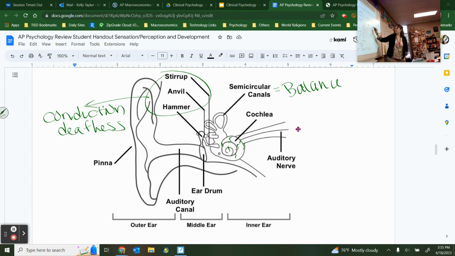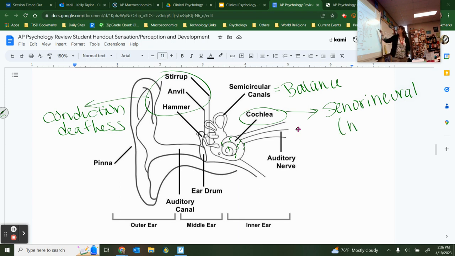Okay, if something is wrong with the cochlea, if the little hairs don't grow or they fall off, maybe because of genetics, it's one type of deafness that has two names. It's either called sensory neural deafness, or sometimes it's called nerve deafness. The keyword here is nerve. That is the type of deafness you have if your cochlea is damaged.